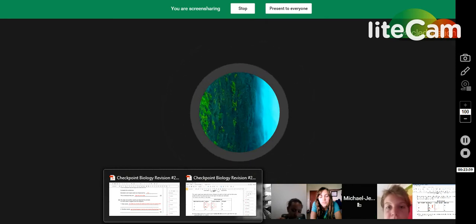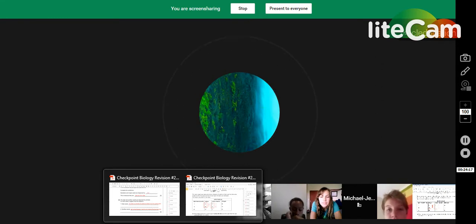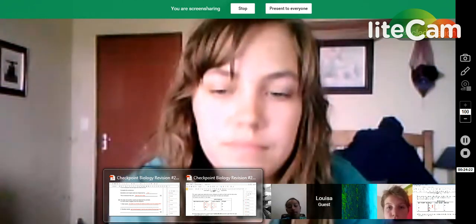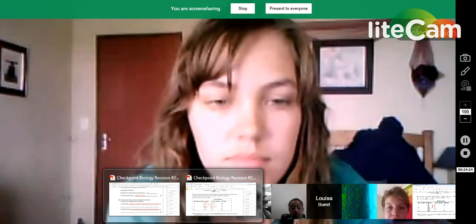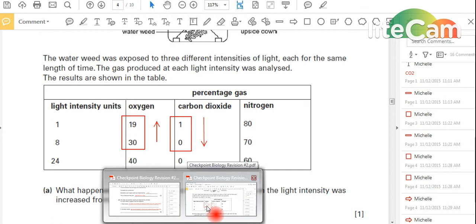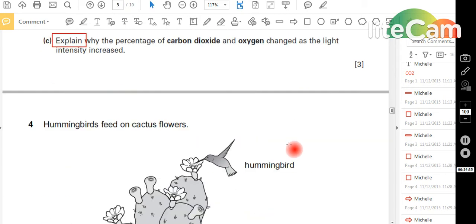Yes. Okay. So you need to state clearly in your answer that this is the process of photosynthesis that's happening. Then you need to state that the carbon dioxide will decrease because that is used in the process of photosynthesis. So the more photosynthesis, the more carbon dioxide is used. Okay, then you also need to state that oxygen is produced during photosynthesis. So the more photosynthesis, the more oxygen will be produced. Okay, does that make sense, guys? Yeah. Any questions?